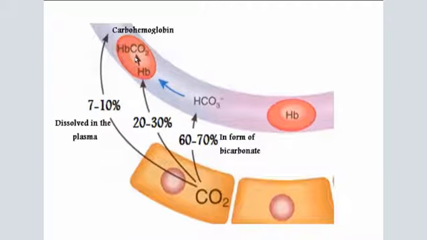Hemoglobin is not the only way to transport carbon dioxide. It transports only 20 to 30% of carbon dioxide. The remaining quantity of CO2 is transported in two other forms, which are 60 to 70% in the form of bicarbonate and 7 to 10% in the dissolved form by the plasma.